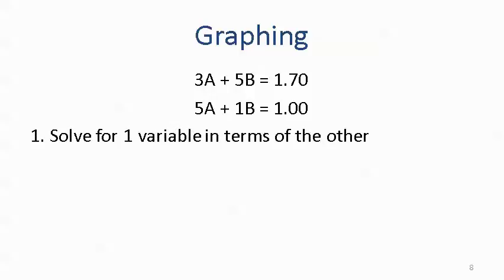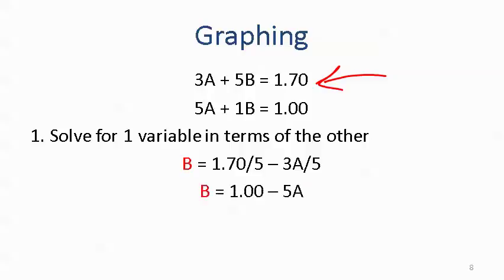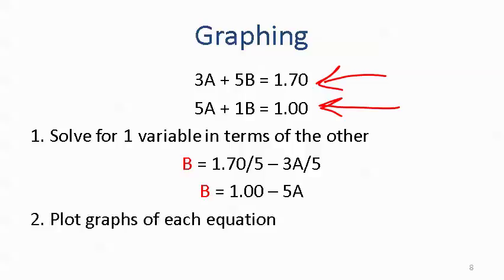Okay, let's look at the approach to solving this with graphing. We'll start with our initial conditions. 3a plus 5b equals 1.70. 5a plus 1b equals 1.00. We will solve for one variable in terms of the other. So let's set up the equations. The first one, b, from the first equation, equals 1.7 divided by 5 minus 3a divided by 5. Our second equation, we have b equals 1.00 minus 5a. And then we'll plot the graphs of each equation.